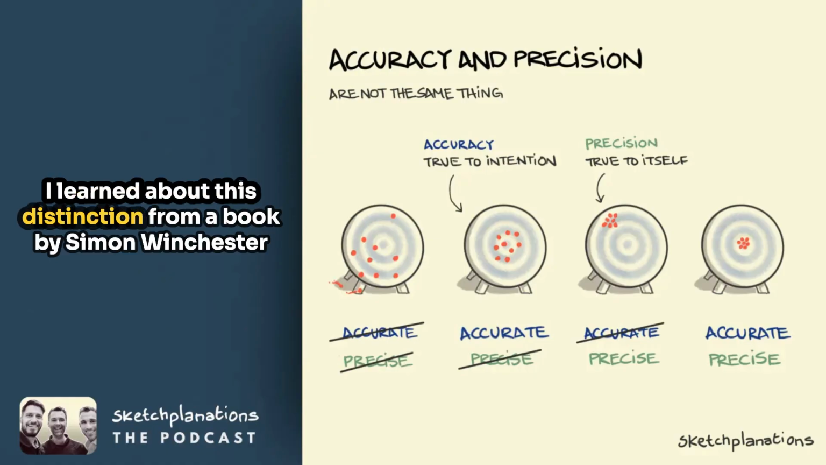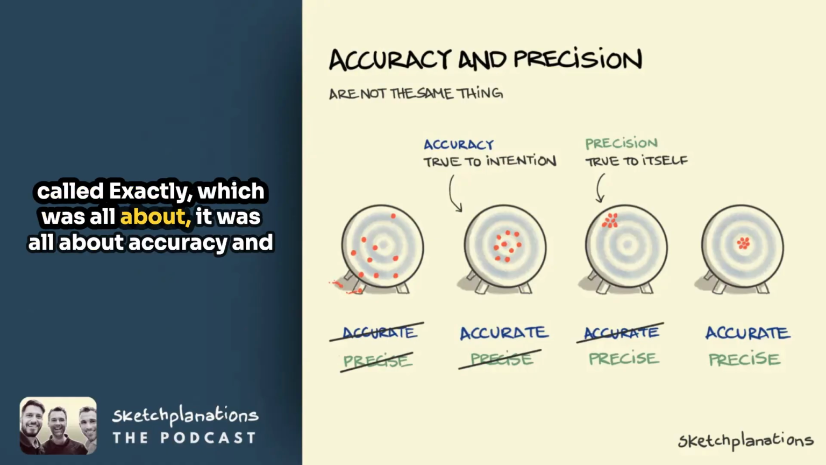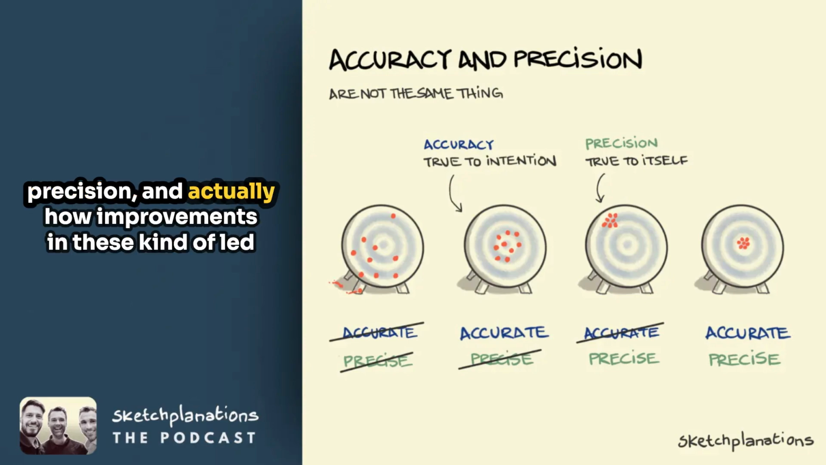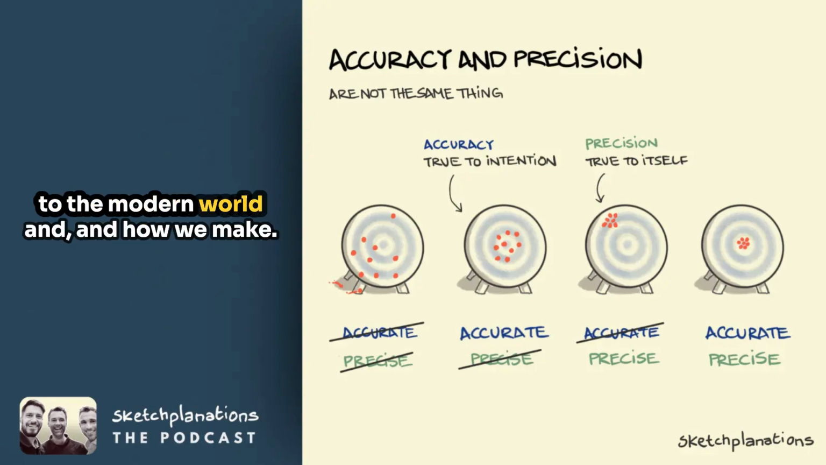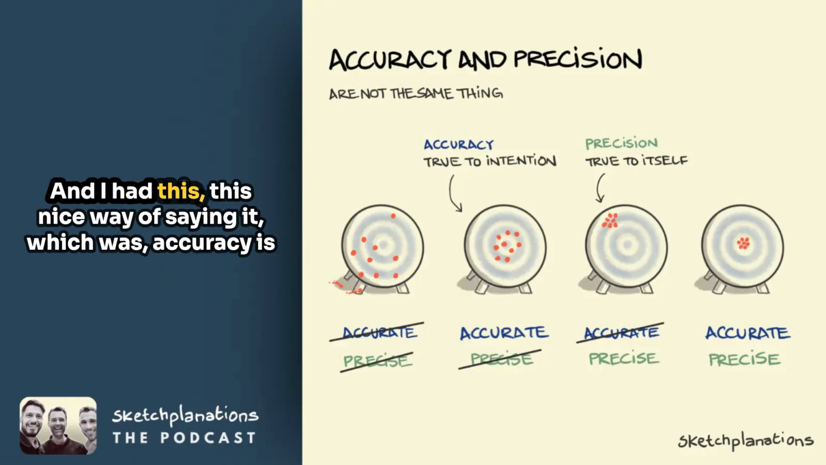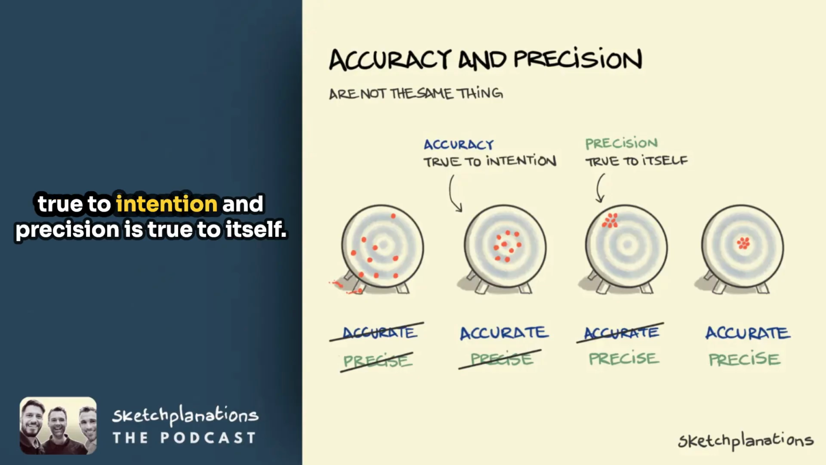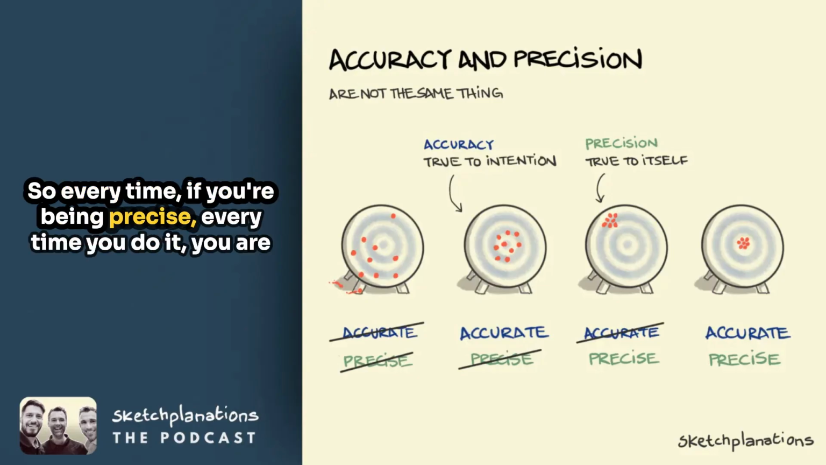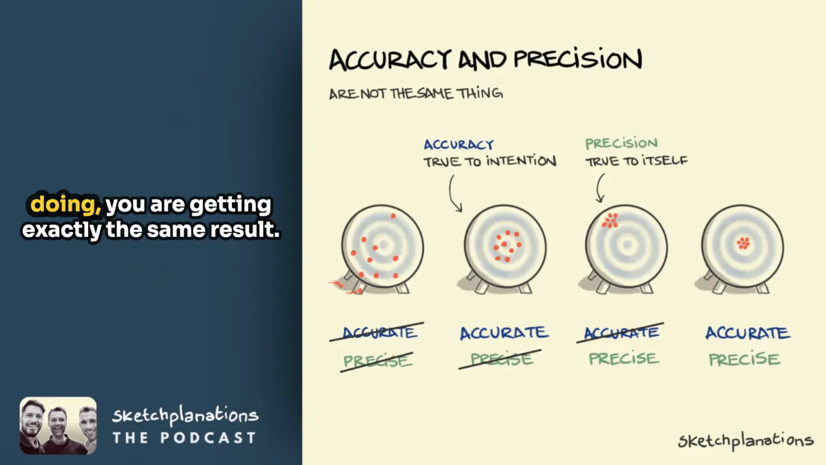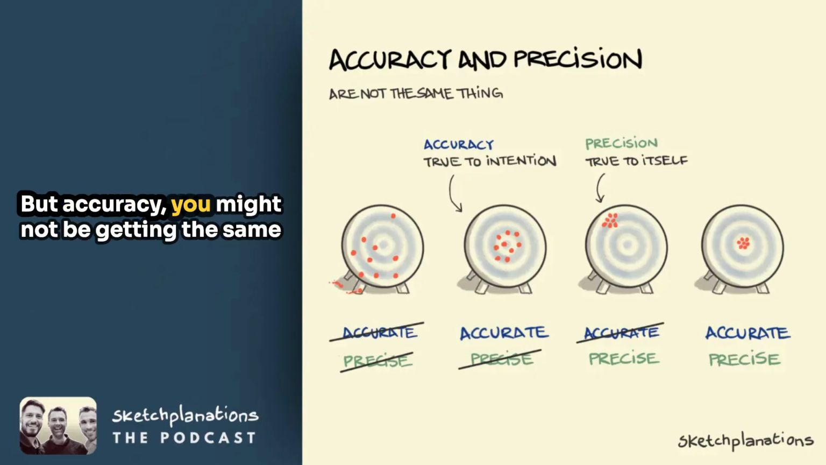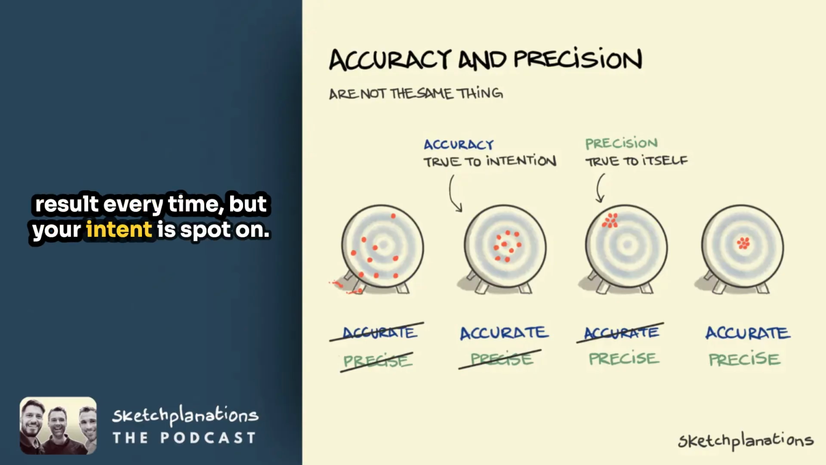I learned about this distinction from a book by Simon Winchester called Exactly, which was all about accuracy and precision and actually how improvements in these kind of led to the modern world and how we make products and the Industrial Revolution. And he had this nice way of saying it, which was accuracy is true to intention and precision is true to itself. So every time, if you're being precise, every time you do it, you're getting exactly the same result. But accuracy, you might not be getting the same result every time, but your intent is spot on.